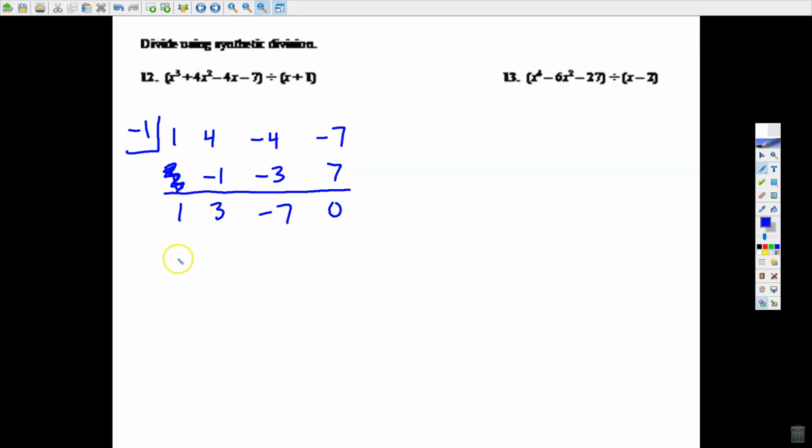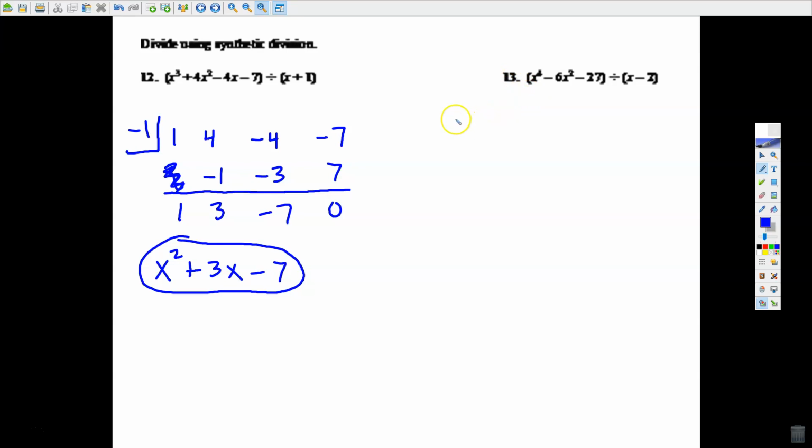So that means that 1 is in front of x squared, and 3 then will be in front of x. And then -7 is just a constant. And this always represents the remainder. And since there is no remainder, there's our answer.